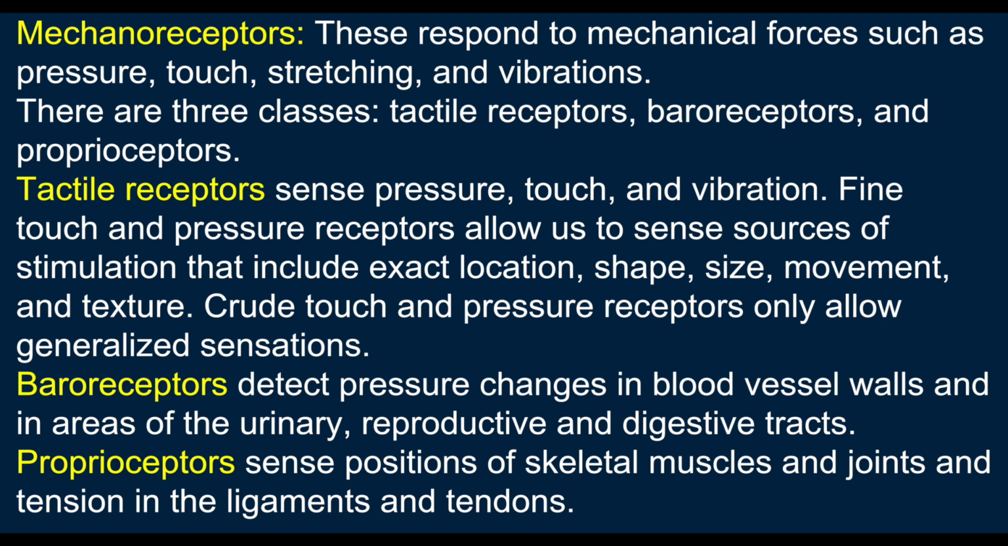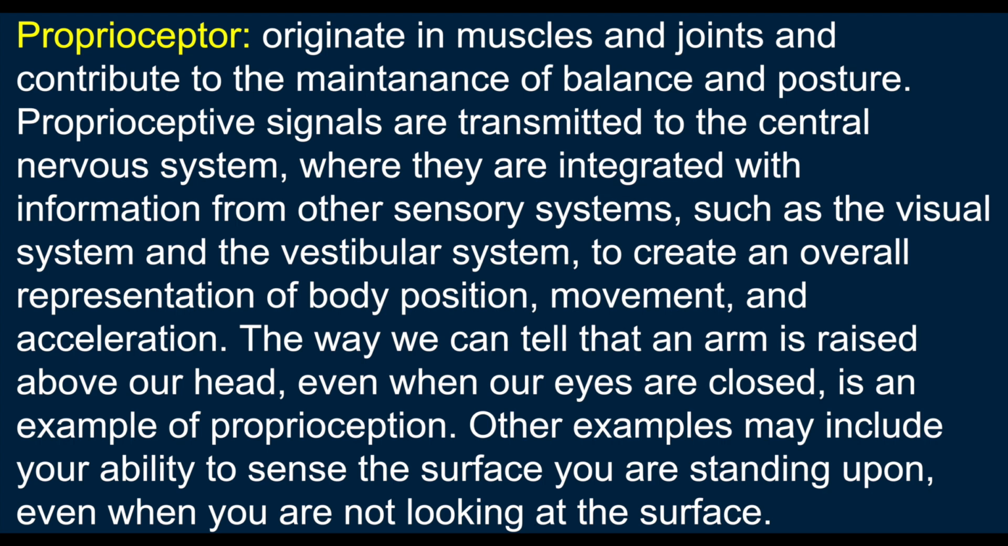Next is baroreceptors. Baroreceptors detect pressure changes in blood vessel walls and in areas of the urinary, reproductive, and digestive tract. Next is proprioceptors. Proprioceptors sense positions of skeletal muscles and joints and tension in the ligaments and tendons. These receptors originate in muscles and joints and contribute to the maintenance of balance and posture. Proprioceptive signals are transmitted to the central nervous system where they are integrated with information from other sensory systems such as the visual system and the vestibular system to create an overall representation of body position, movement, and acceleration.